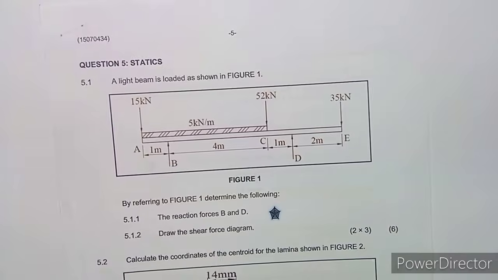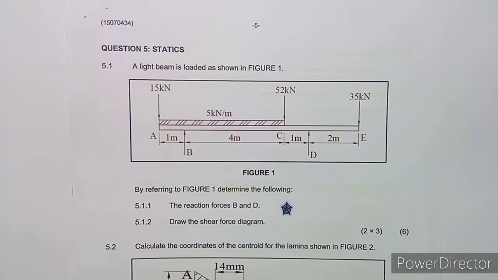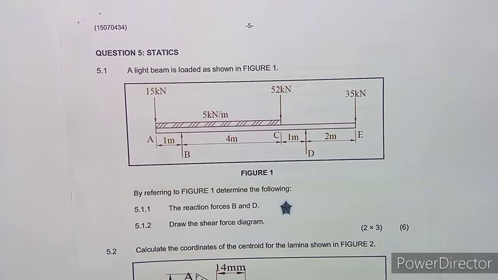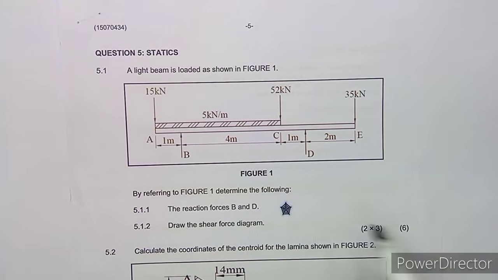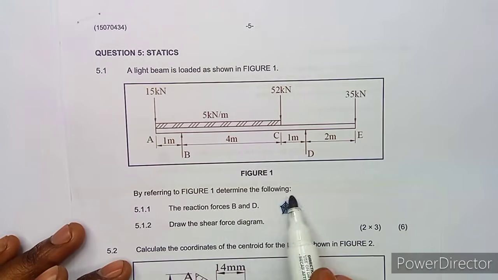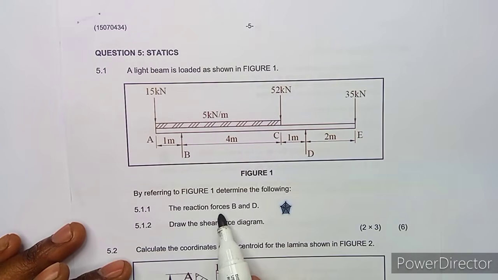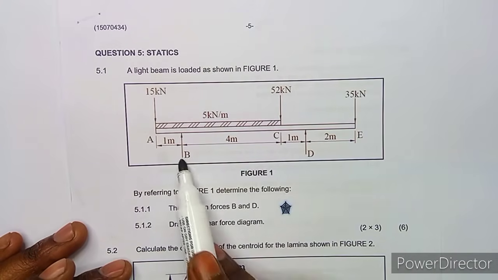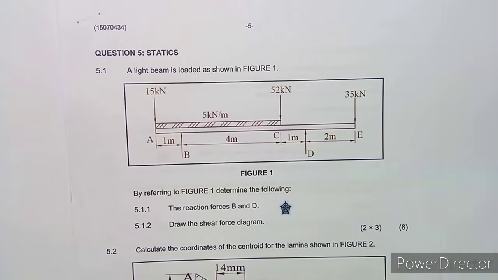So we have got a question here where we are given a light beam which is loaded as shown in fig 1. So this is what we are given, guys, on fig 1. By referring to fig 1, determine the following: the reaction forces B and D. So we've got B and D, which are the reaction forces, which are the supports.